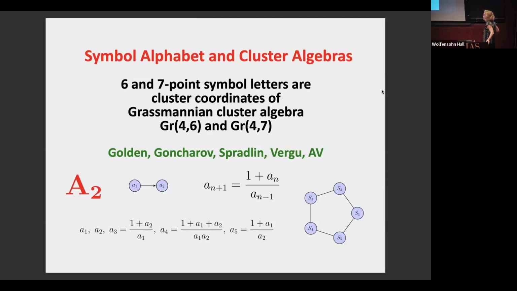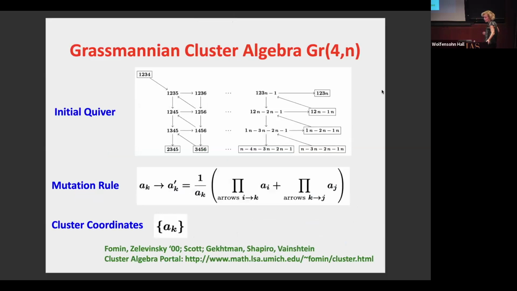You have 2 nodes and the mutation rule, and that rule tells you the set of all cluster coordinates you produce. What we would need for the purposes of our discussion is the Grassmannian cluster algebra Gr(4,7). In that case, you start with an initial quiver, which has some Pluckers in it. And there's a mutation rule, which I'll just tell you. Then by the mutation rule, you mutate each of these nodes, and you produce a list of cluster coordinates.